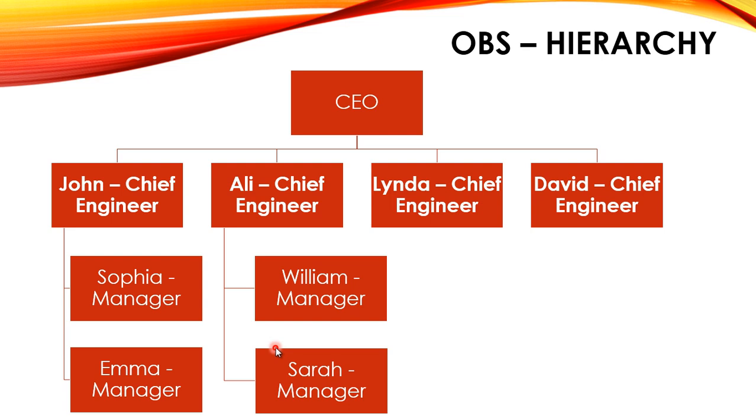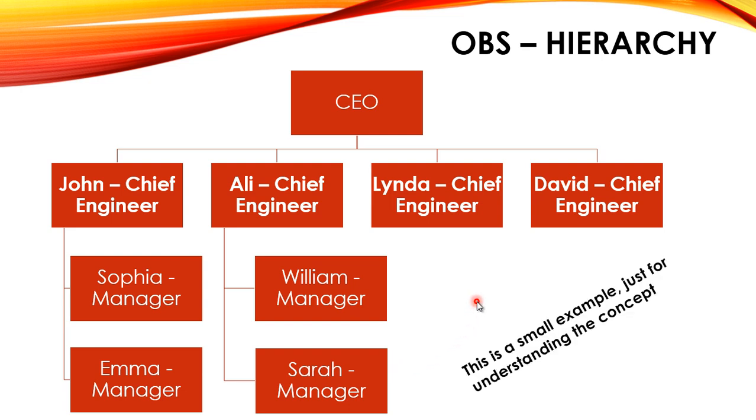Here is an example of OBS hierarchy. In the OBS hierarchy, definitely at the top of the company is the chief executive officer, CEO, and there are a number of more employees working in the company: John, chief engineer; Ali, chief engineer; Linda, chief engineer; David, chief engineer; similarly Sophia, Emma, William and Sarah, manager. So this is a small example just for understanding the concept.